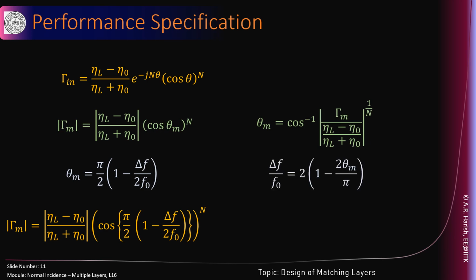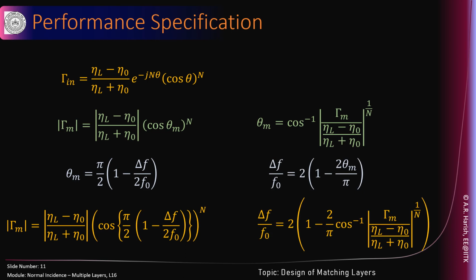and delta f by f naught as this one from the left equation, and therefore you can also write delta f by f naught in terms of gamma m. These two are useful in the sense that if delta f by f naught is specified, use the left equation to compute gamma m. If delta f by f naught is specified, use this equation to compute gamma m. If gamma m is specified, use this equation to compute delta f by f naught.